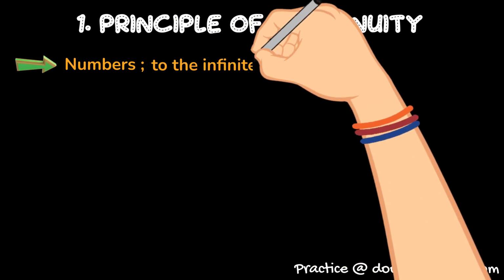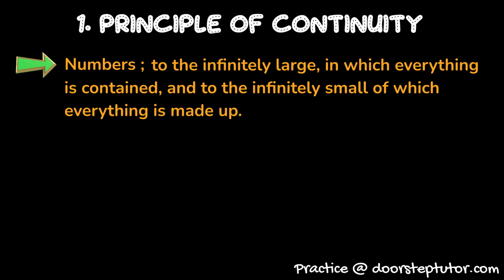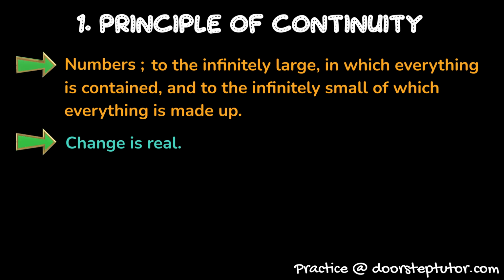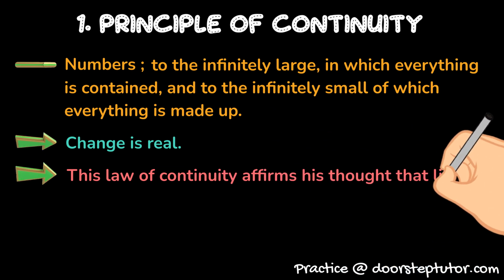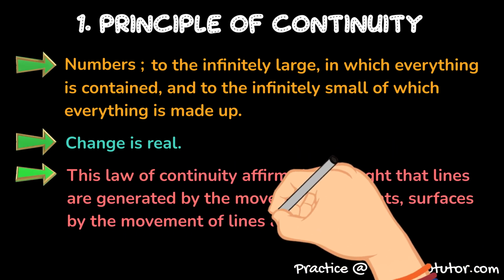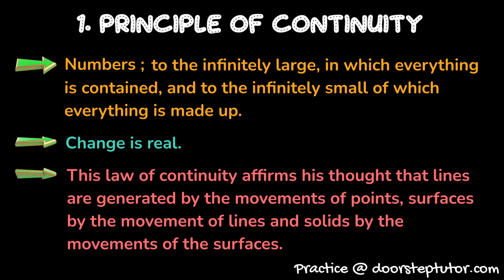In this respect, there is the infinitely large, in which everything is contained, and the infinitely small, of which everything is made up. This observation, coupled with his calculus, ensured that there is no abrupt change, but every change is followed by another change through an infinite number of infinitely imperceptible changes. So the law of continuity, according to Leibniz, affirms his thought that lines are generated by the movements of points, surfaces by the movements of lines, and solids by the movements of surfaces. It is here that he establishes that whatever exists does so due to the law of continuity.